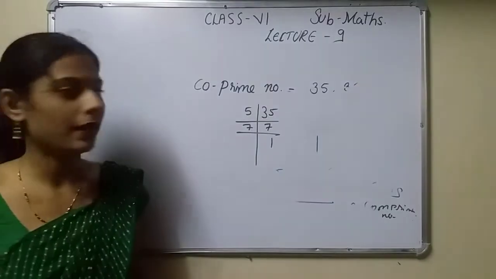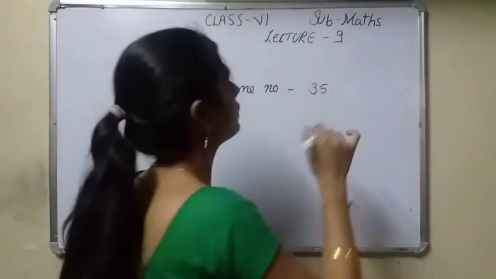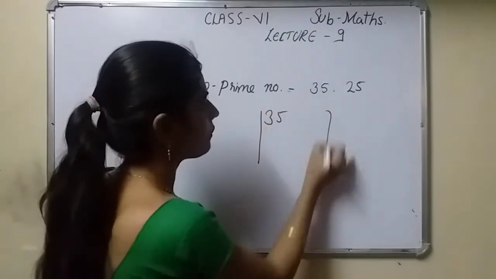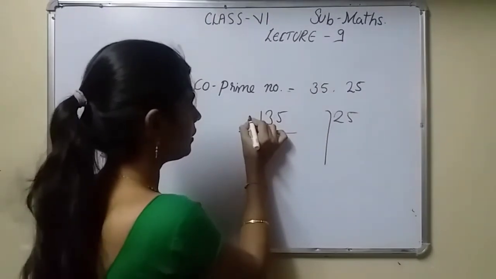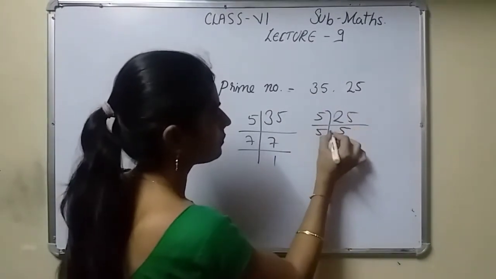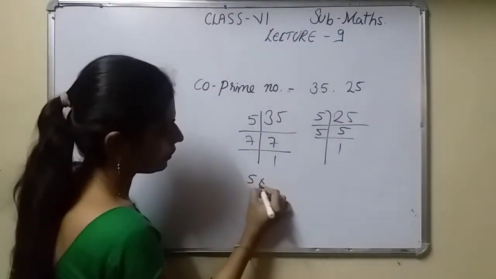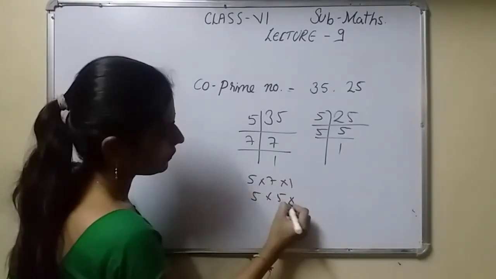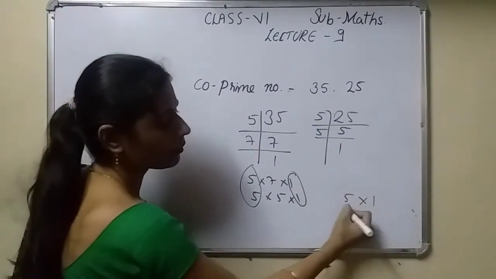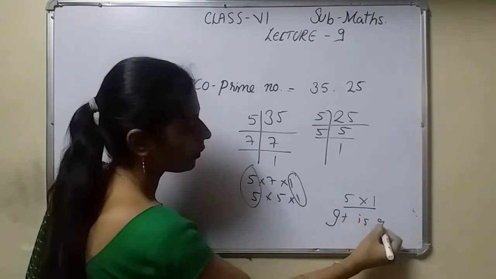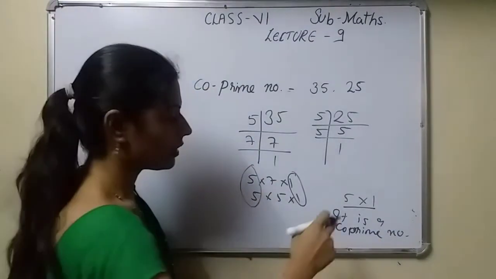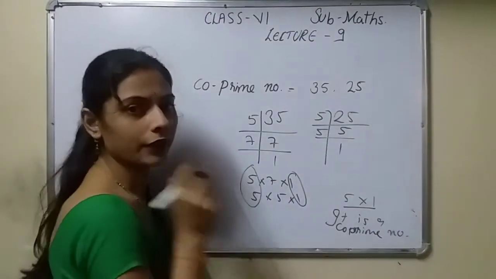Now suppose in place of 39, 25 is given. Then find the HCF of 35 and 25. Here 5 7s are 35. Which are the common factors here? 5 into 7 into 1, and 5 into 5 into 1. Here 1 is common and one more number, 5, is common. So it is not a co-prime number, because here two factors are common, 5 and 1.